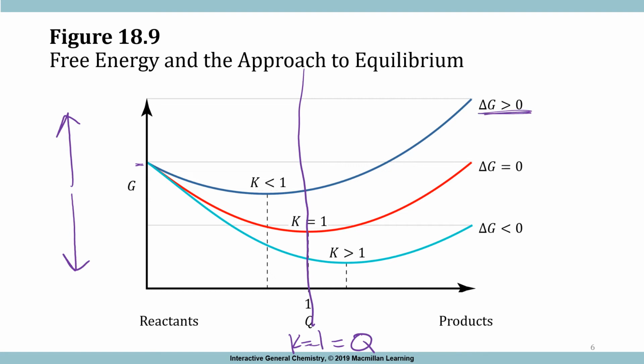And then when K is greater than 1, it means the products are going to be favored. So it's going to be more spontaneous. So delta G is less than 0. And then at delta G equal to 0, that just means that they're going to be the same number once the reaction is done. It's in equilibrium with each other.